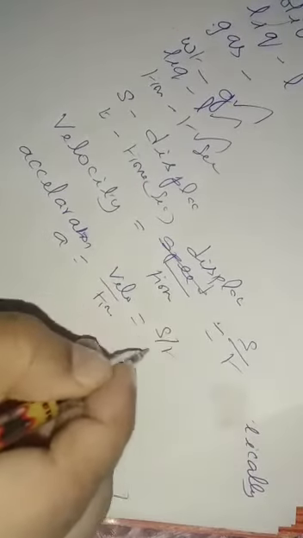Then another measurement is there. That is acceleration, A. What does A stand for? Velocity by time. What is velocity? That is S by T, then by time again. That is S by T square. You must know this. No other.